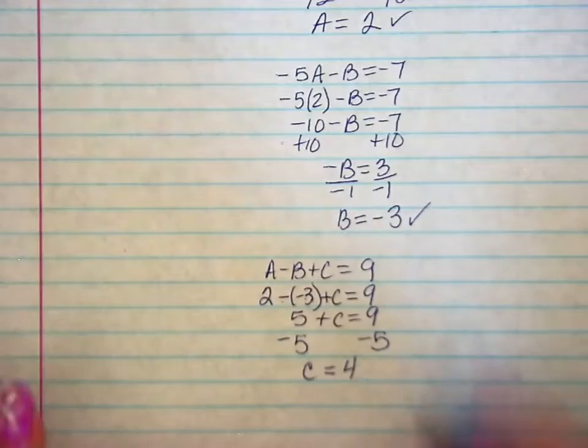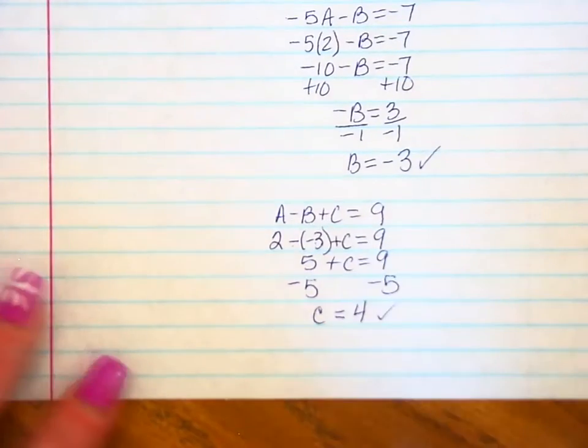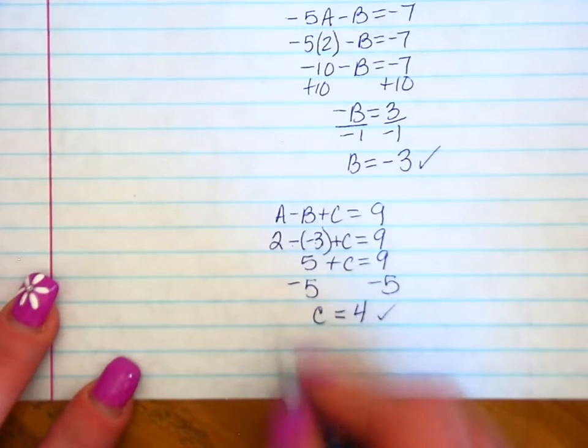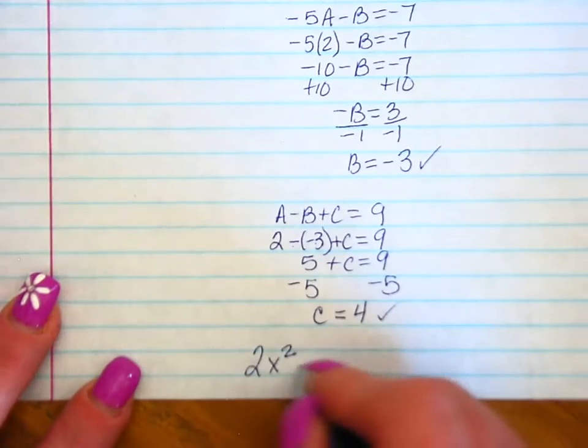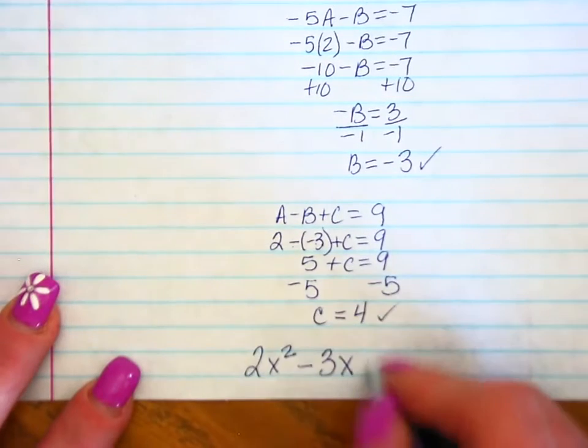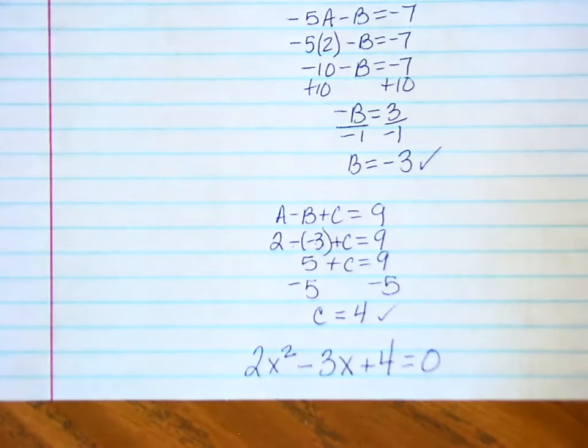And I now know a, b, and c, and I can rewrite in standard form using the a, b, and the c. The a was 2x squared, the b was -3x, and the c was 4. And we wrote that in standard form.